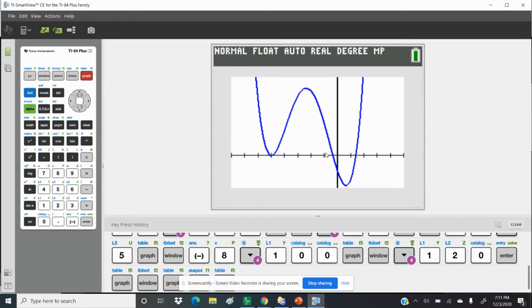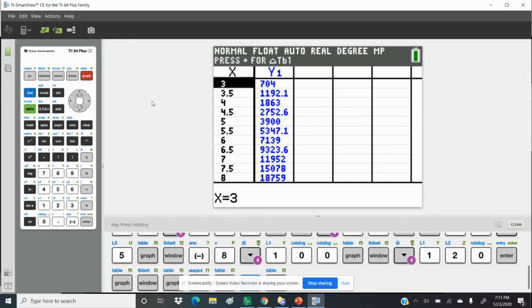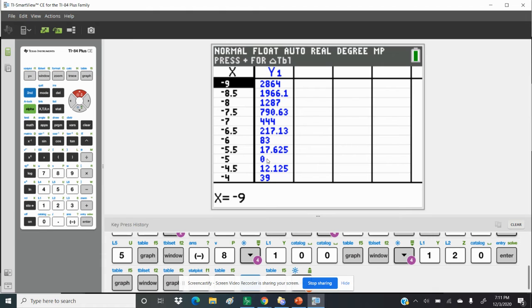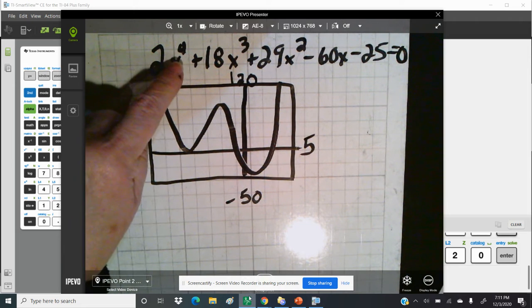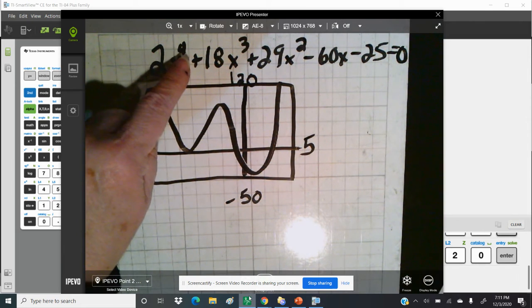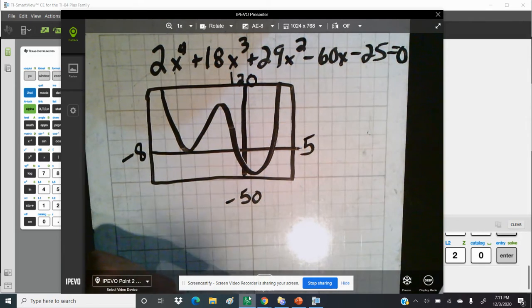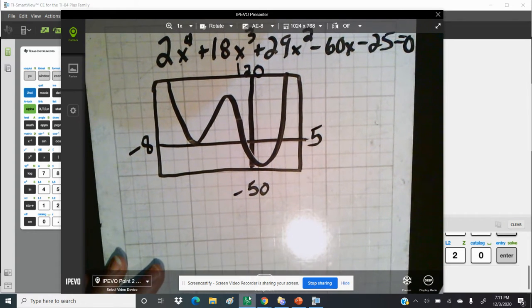Now, it looks like that is -5, but we can confirm that if we go to our table. We can confirm that at -5, right there, -5, y is 0. So that, in fact, tells you that -5 is one of the roots. So what I'm going to do is use -5 and use synthetic division. If I use it twice, that will make this x to the fourth equation an x squared equation, and then I'll be able to solve the problem.